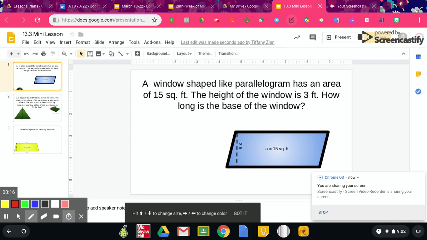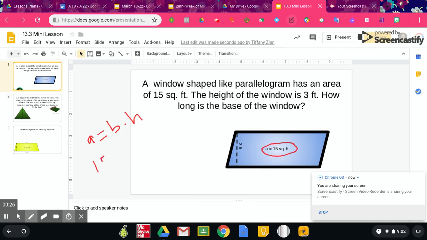So to start, you need to know your formula for area of a parallelogram, which is one of the easier ones. It's just area equals base times height. So plug in what you know. You have an area of 15, so 15 gets plugged in for A. We don't have the base yet. We have to find it. It's what's on the bottom, so leave it as B. And we have a height of 3, so 3 goes in for H. And now you're here. 15 equals B times 3.